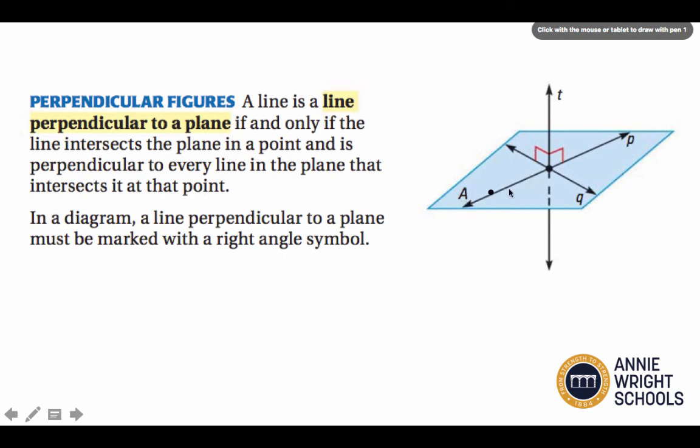Here is plane A. Line P and line Q are perpendicular to line T. So would be line S. So would be line L. Any line in the plane A that contains this point would be perpendicular to line T.